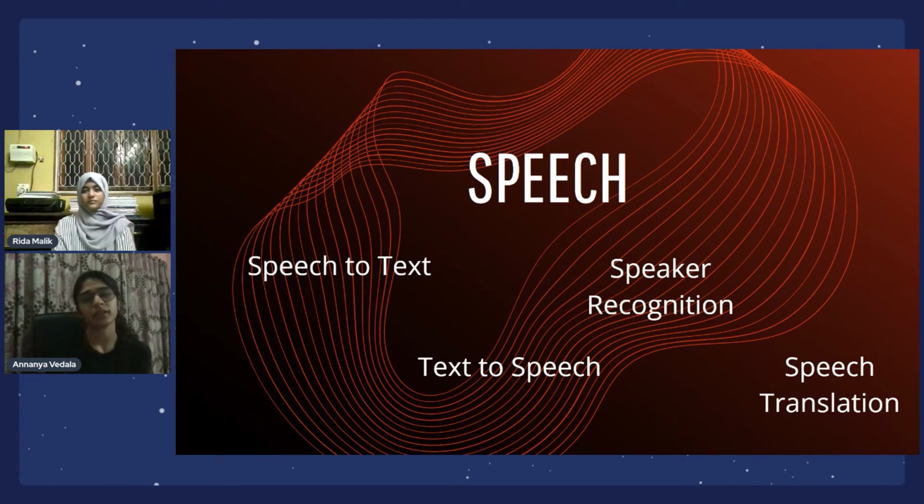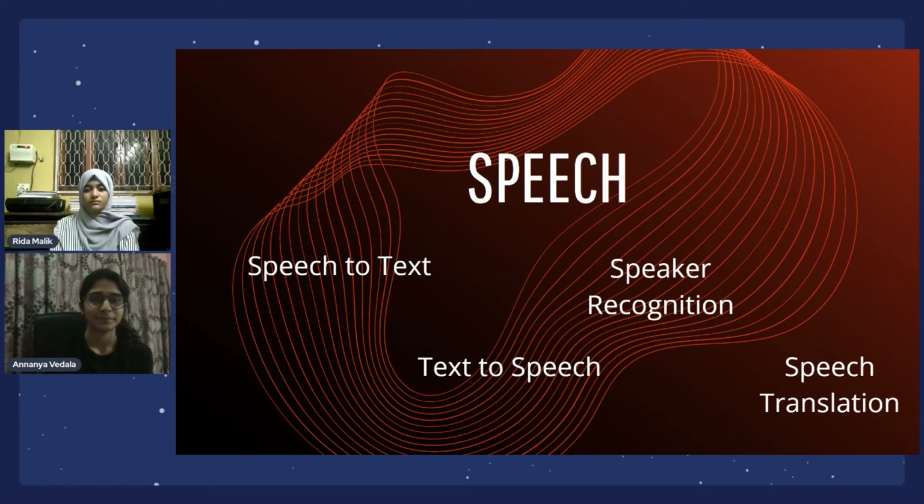Speaker recognition helps you differentiate between two different speakers just by listening to their audio, and this is done very accurately as well. And then speech translation: in the case of language, the translation was done through text, and over here the translation is done through speech.